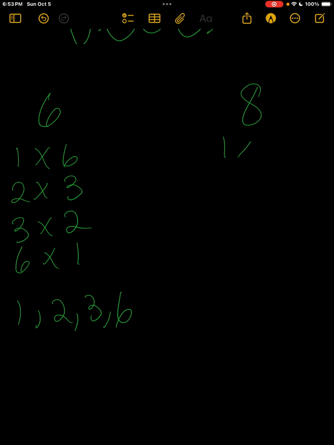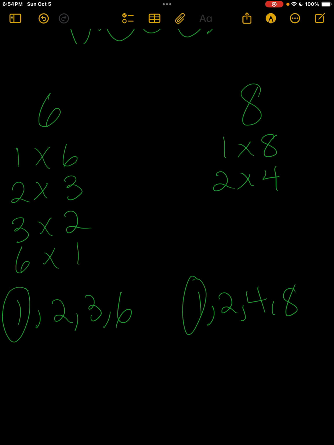So it just would be 1, 2, 3, and 6. And then for 8, it would be 1 times 8, and it would be 2 times 4, and that is it. I could write the other iterations of them, but it's the same thing. So the factors of 8 would be 1, 2, 4, and 8. And then all we have to do when we find the common factors between them is we just circle the ones that they have in common. And so the only common factors between 6 and 8 are 1 and 2.